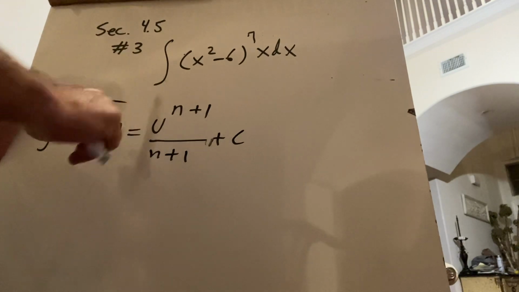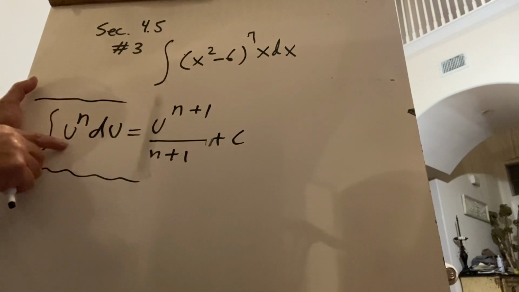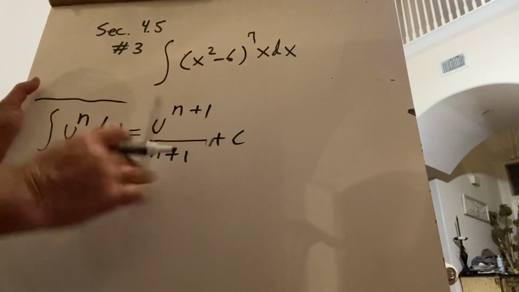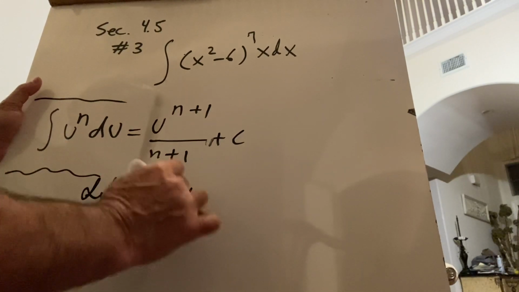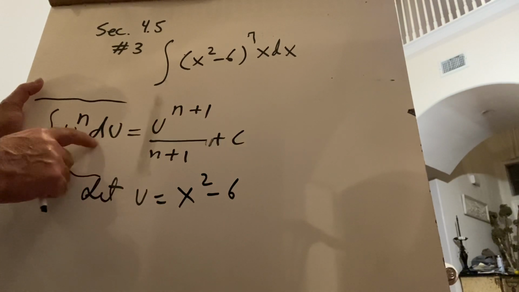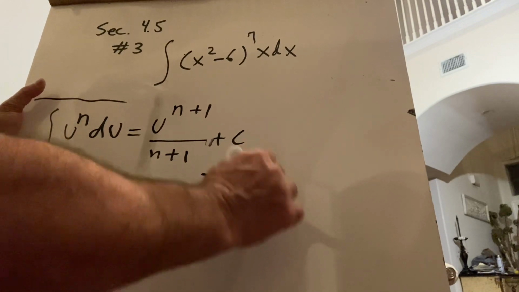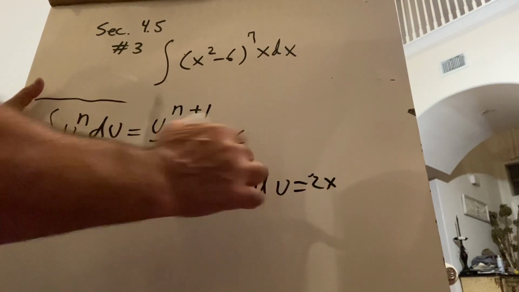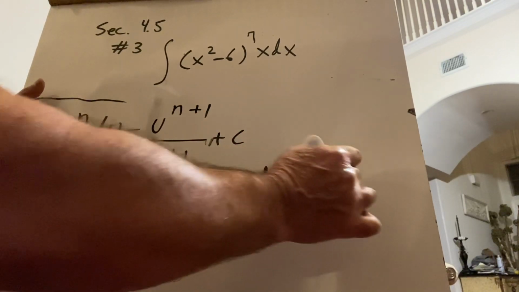The first question is, what is our u? u is going to be the function that is being raised to a power. In this case, this is the only function being raised to a power, so we're going to let u be exactly that. If u is that, then what is du? If you remember, du, the differential of u, is just the derivative of this times dx. The derivative of x squared is 2x, and the derivative of 6 is 0 because that's a constant. But don't forget times dx.